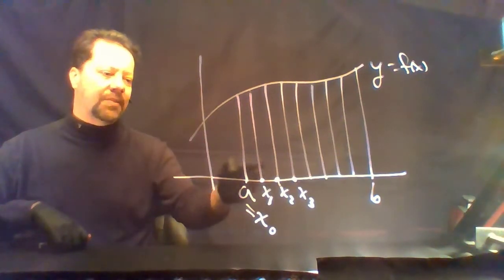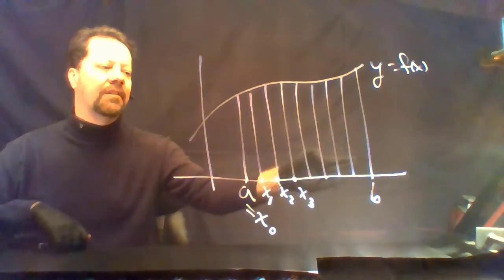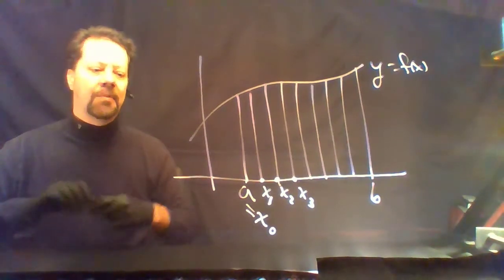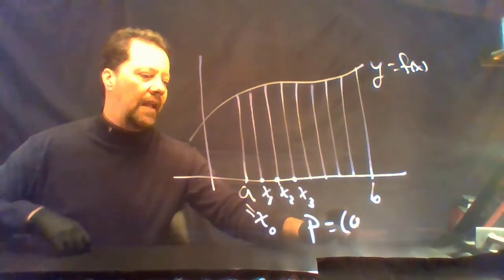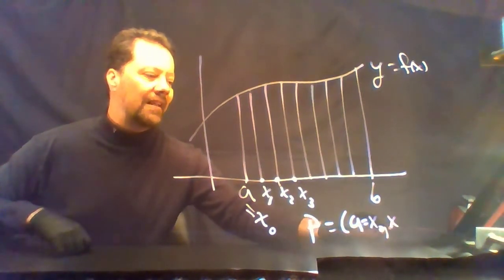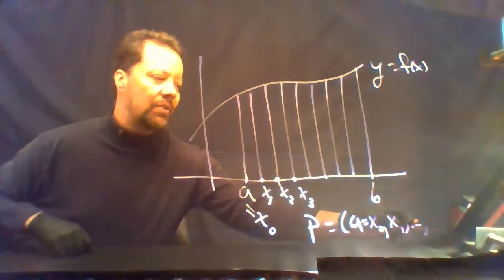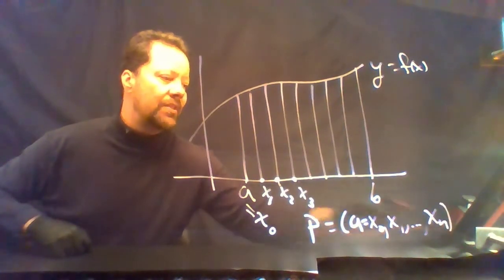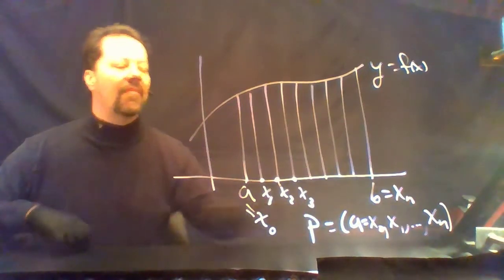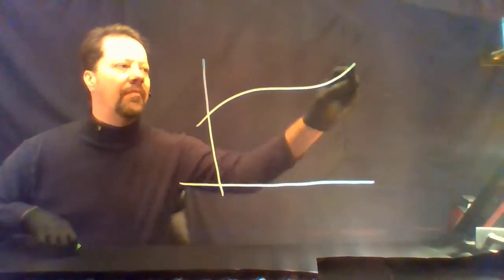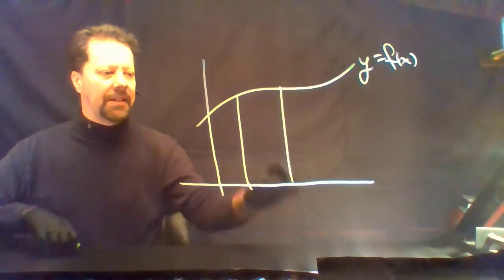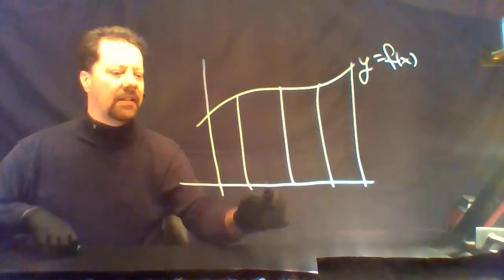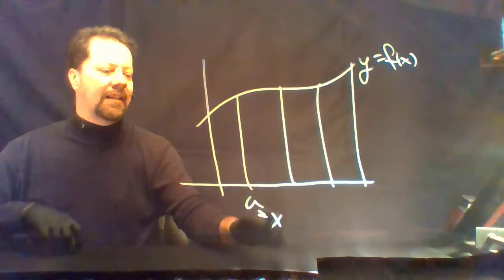Dividing the interval up in this way is called a partition of the interval. The partition consists of these points, A, which is x0, x1, x2, all the way down to xn, which is going to be b. Each subinterval in the partition, let's make these a little bigger this time, we're going to assume as equal width.